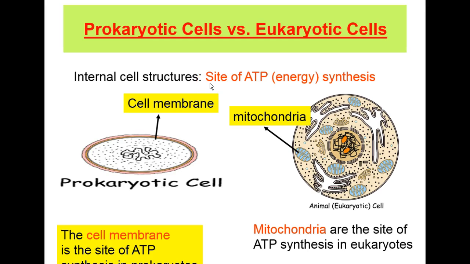Another internal structure in both cells are the structures where energy is synthesized. The site of ATP synthesis in eukaryotic cells are the mitochondria of the cell. In the prokaryotic cell, the cell membrane is the site of ATP synthesis.